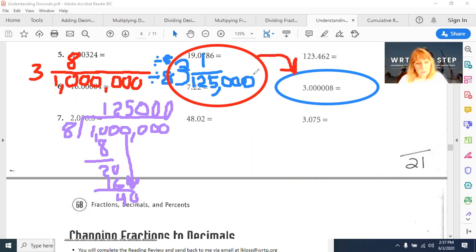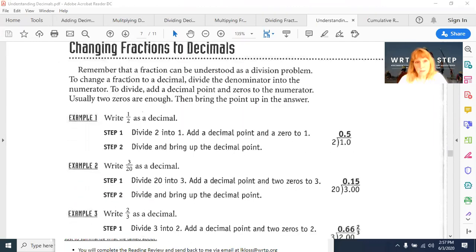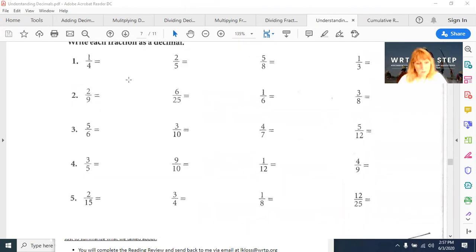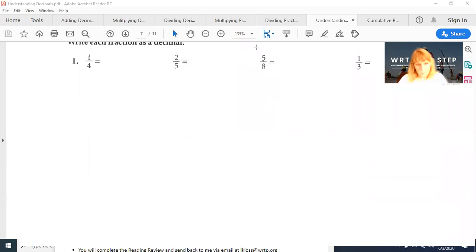Let's clear our drawings and let's move on a little bit and do the opposite now. We're going to change fractions to decimals. So this too is a little bit of work. Let's take a look at number 1. Some of these you might just know off the top of your head, but in case you don't, here's how we figure these out. So again, it's a lot of division.